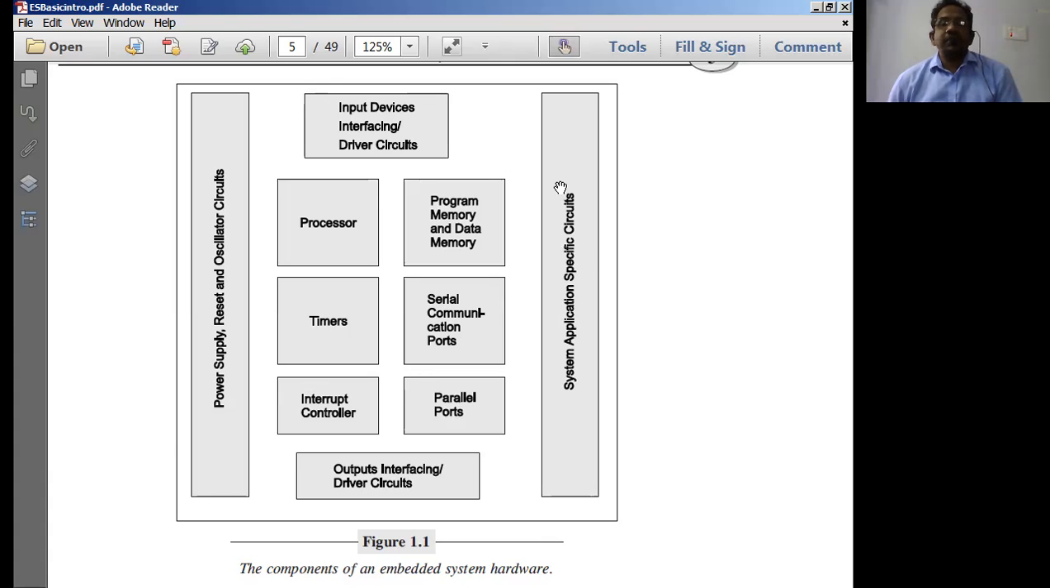Now when you come to the embedded system, it is going to have the processor, same as the earlier one, and it will be having input devices, output interfacing devices, output drivers. So input devices, input interfacing, and driver circuits. Apart from that, it's going to have some of the output interfacing circuits. It's going to have the parallel ports. Apart from that, it's going to have serial communication ports.